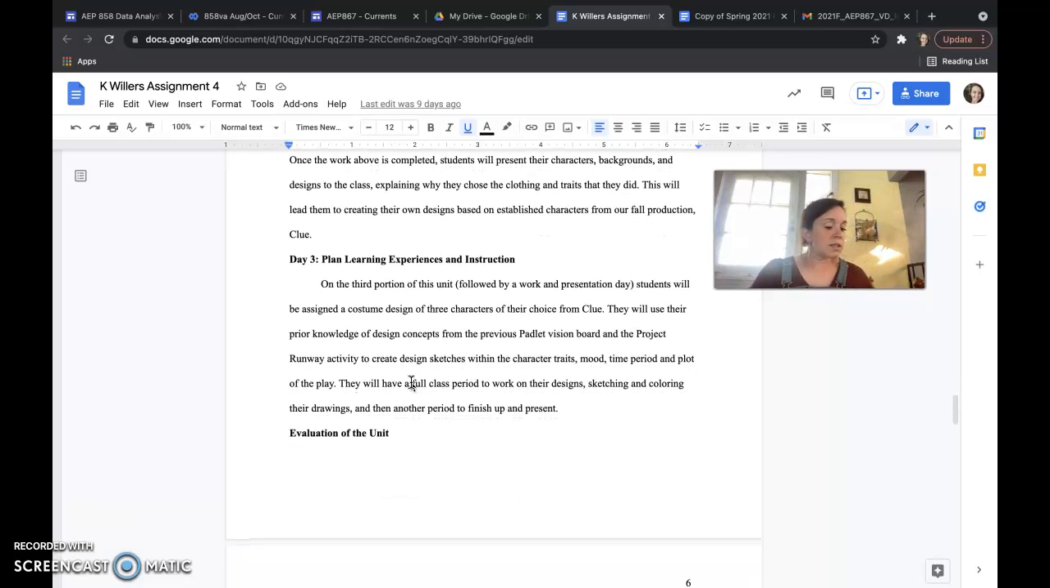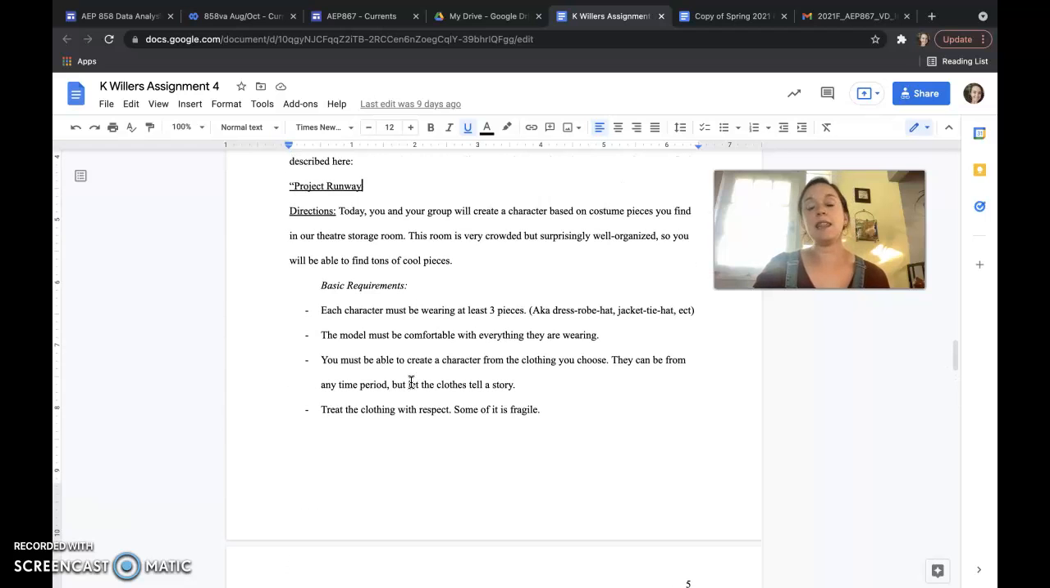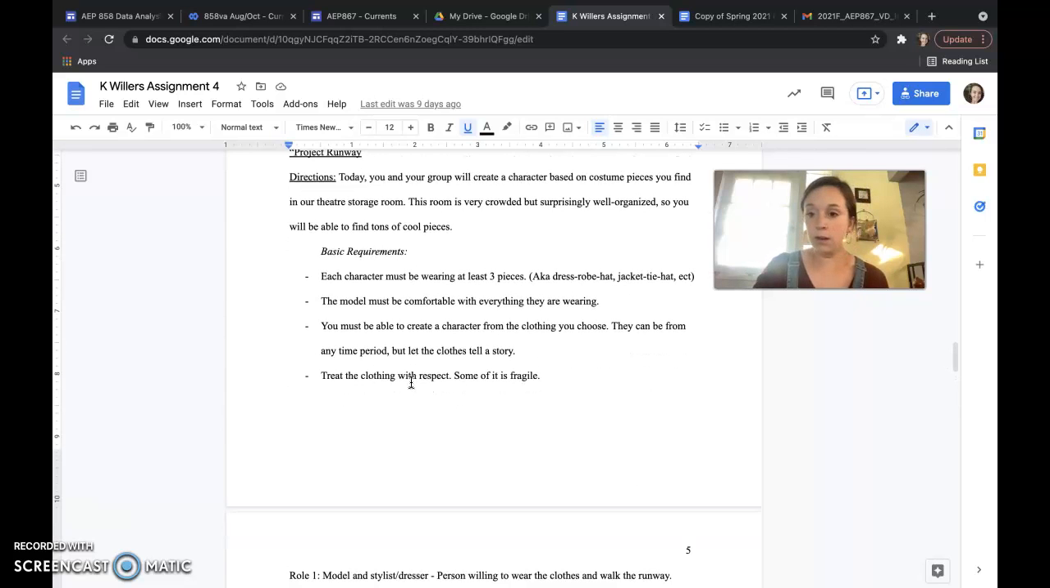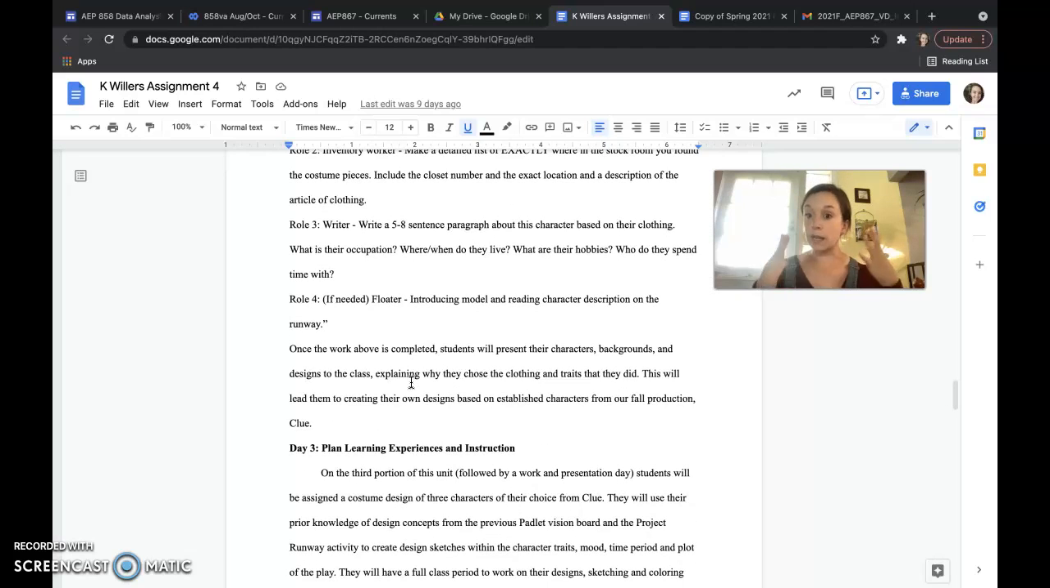And this unit does have a variety of appropriate assessments, because we start with this Padlet, which shows me, they turn this into me, and they show me that they understand the play, they understand the characters, they understand how they work together, all that contextual stuff that I talked about. And then they show me that they understand working with a group, working with a design team through their Project Runway experience. And then their final assessment for this is showing, turning in, and then presenting their final sketches of each of these 5 individual costumes.